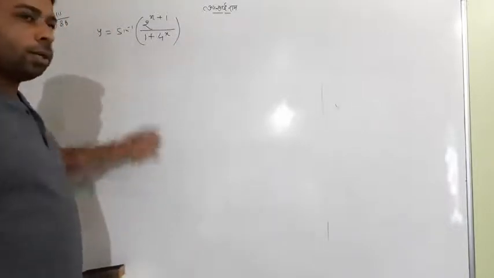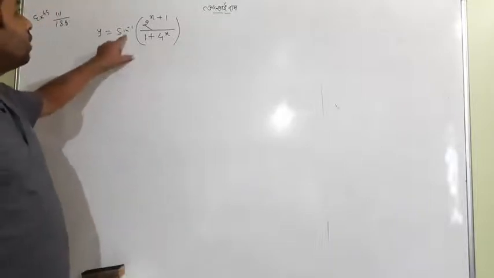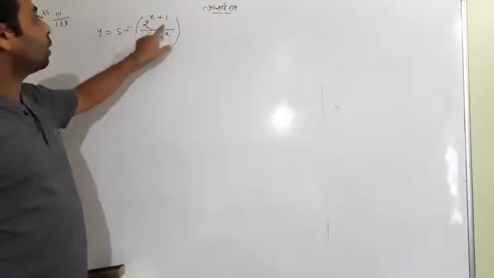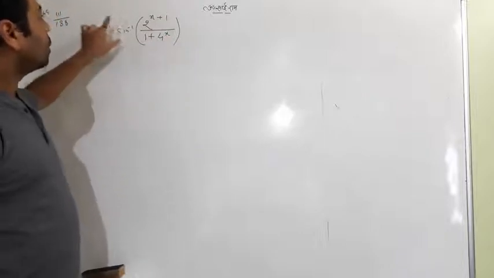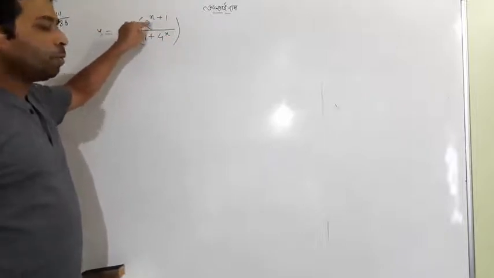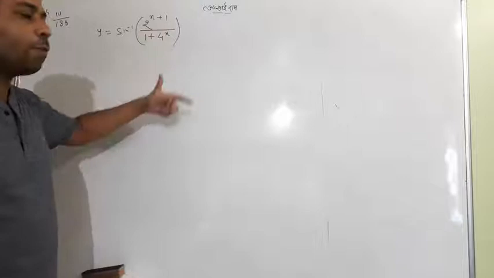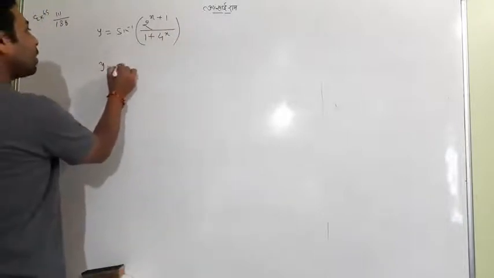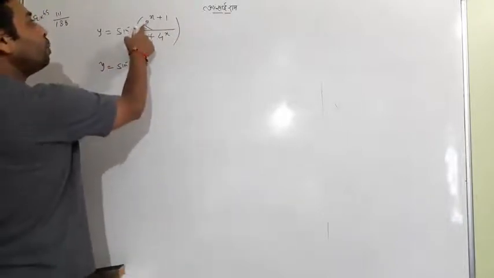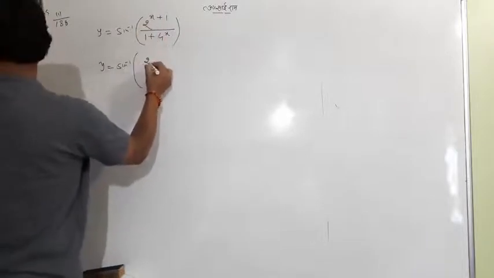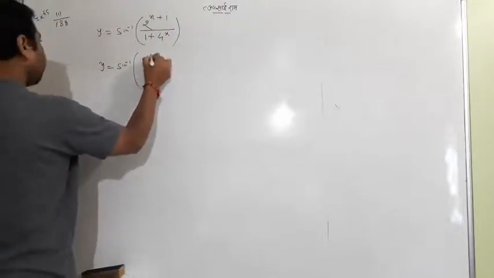First, it is sine inverse and 2 to the power x plus 1 upon something is there. So it is not any sine or cos here. We have to substitute some value. So how can it be done? Let me explain something. Actually 2 to the power x plus 1 can be written as 2 to the power x.